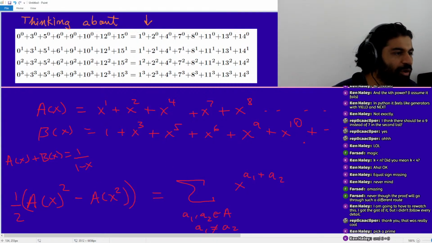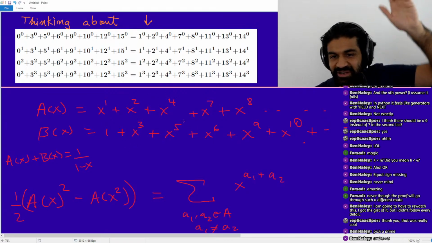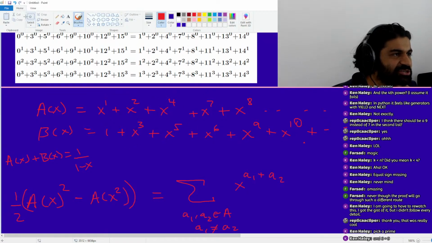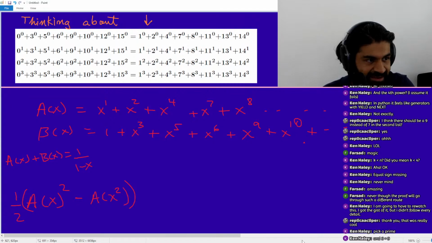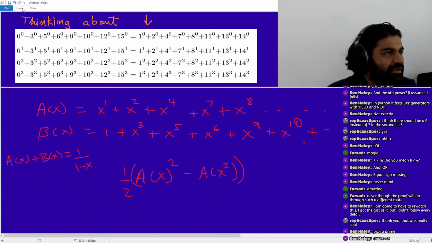So what am I claiming? I'm saying everything that can be written as a pairwise sum from A is the same as everything that can be written as a pairwise sum from B. So actually, the only claim that I'm really making here is that this function is in fact equal to this function.